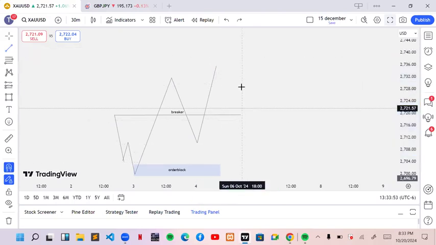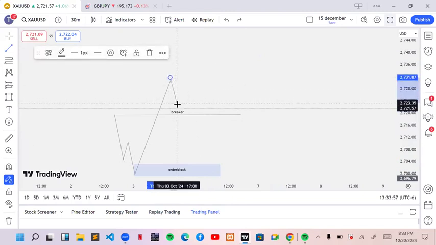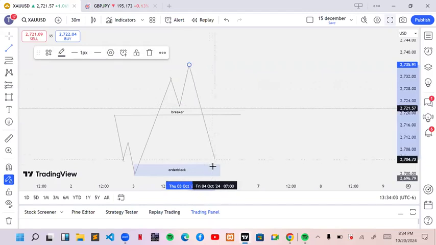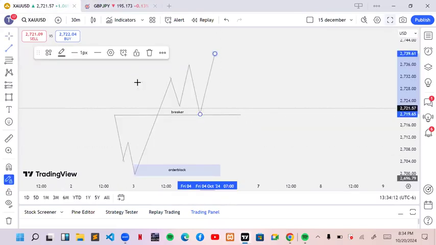But in a case where the first pullback that market makes after the structure shift or break of structure is something like this, it doesn't mitigate this breaker block and pushes up. Eventually, if market is going to pick an entry, your entry will not be this other block. The entry will have to be this breaker block. Because why? One of the rules says it has to be the point of interest that is closest to liquidity. And I said my liquidity is my inducement. And in this case, the inducement is this. So which point of interest is now closest to liquidity? That is this breaker and not this other block.